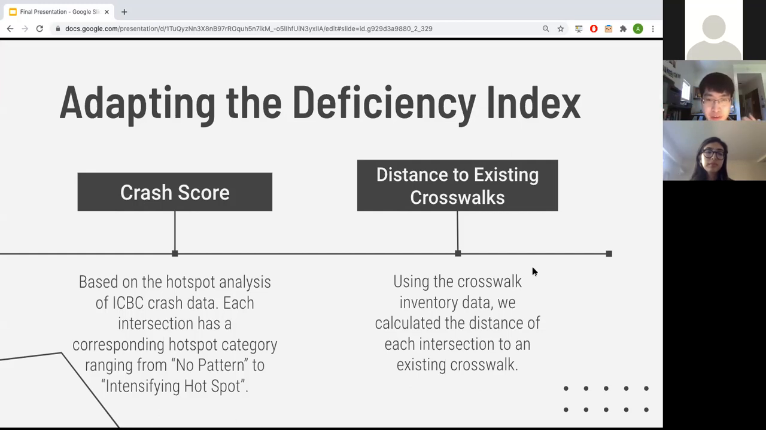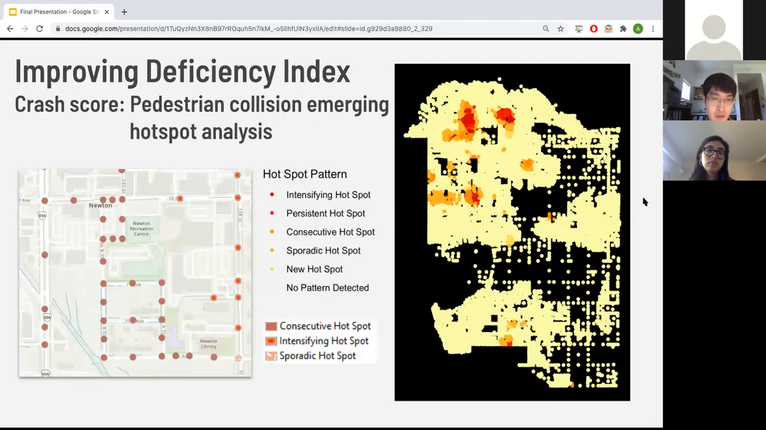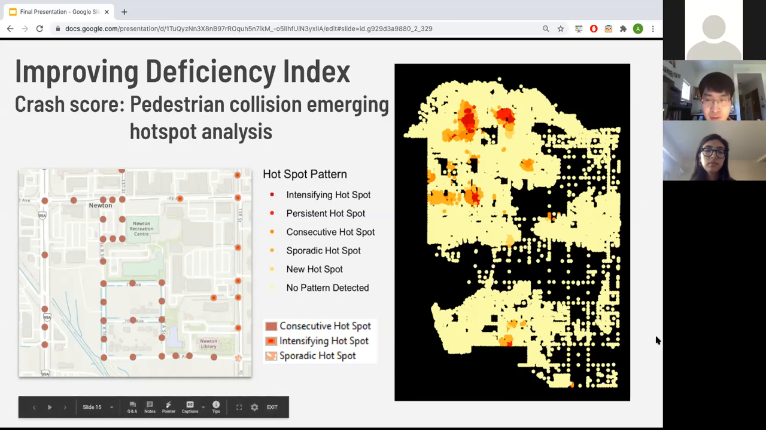And then for distance to existing crosswalk, we use a relatively straightforward straight line distance to the nearest crosswalk. So I will not go into detail about that, but I will talk more about the crash score. Okay, again, because this data set is inherently both spatial and temporal, we again use emergent hotspot analysis as implemented in ArcGIS. And in the result you see here, each dot represents an intersection in Surrey. So these are basically all the intersections that are in Surrey.